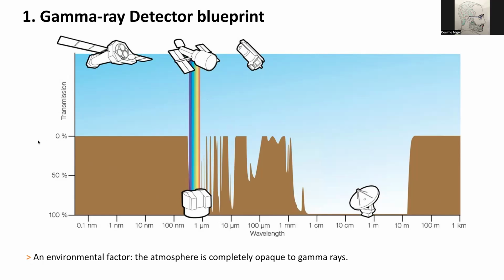So this represents a difficulty for gamma ray astronomy, right? Because it means that we should have satellites to detect gamma rays. Or maybe, going back for a second to the phenomenon of extensive air showers, maybe it's not necessary to go out into space to measure gamma rays. We will see that later.